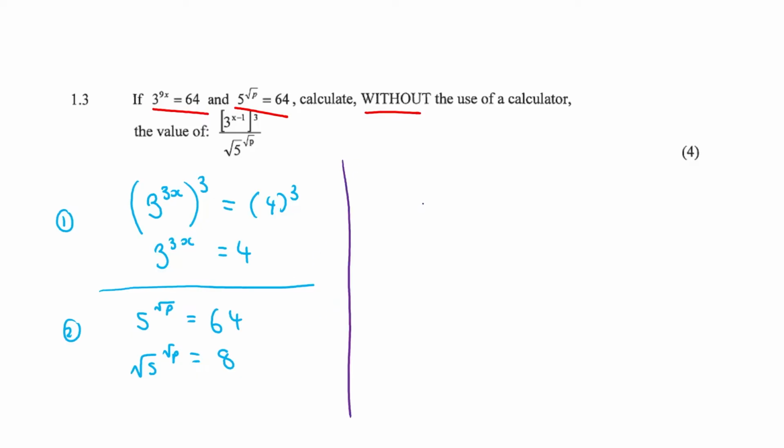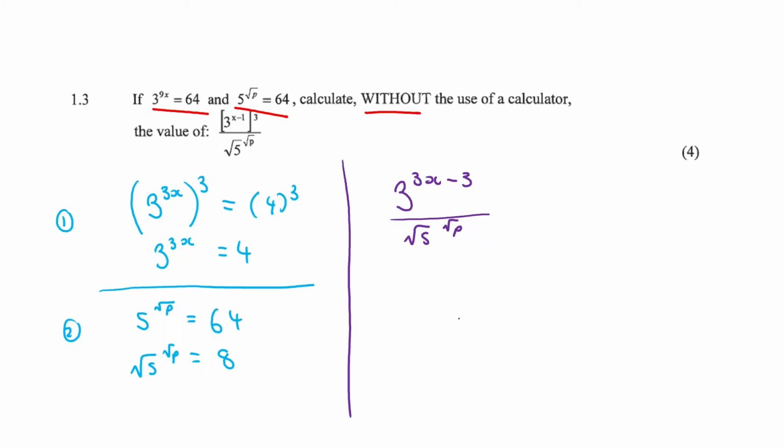Let's use the purple, divide the page, and now we can start plugging some values in after another manipulation. So we can just distribute the 3 into the bracket here. So this will be 3 times x is equal to 3x, 3 times negative 1 is equal to negative 3, over root 5 to the root p.